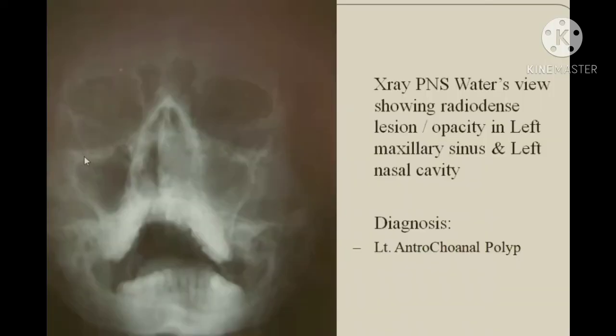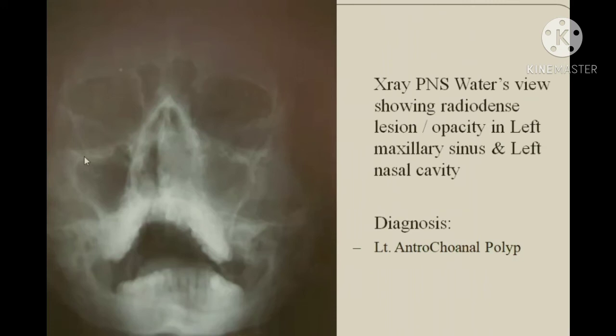This is again an X-ray nose and paranasal sinus Waters view, where we see an opacification in the maxillary sinus as well as the nasal cavity. So this is likely a mass which has started from the maxillary sinus and has grown towards the nasal cavity. So this is likely to be an antrochoanal polyp, where we see left maxillary sinus as well as nasal cavity opacification.